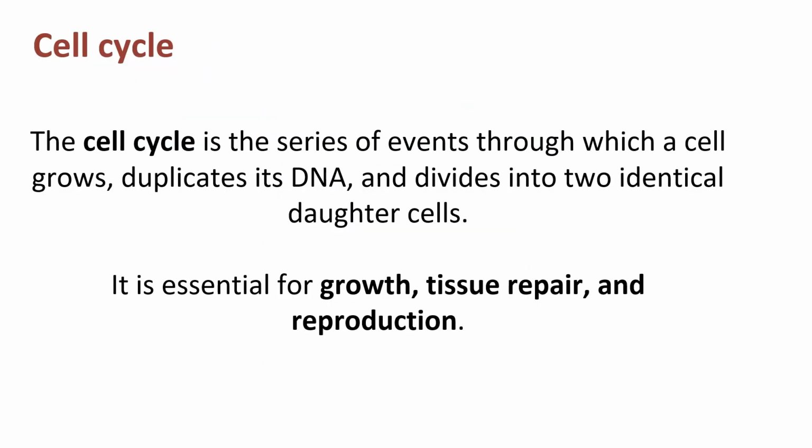The cell cycle means a series of events through which a cell grows, duplicates its DNA, and divides into two identical daughter cells. It is essential for growth, tissue repair, and reproduction.